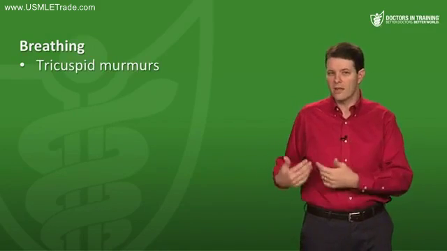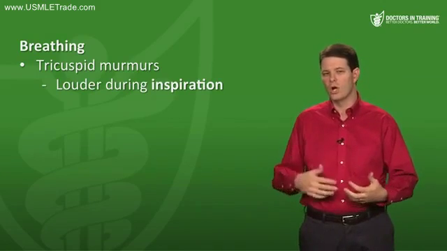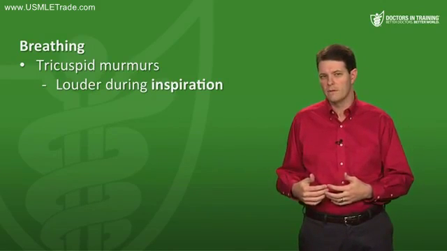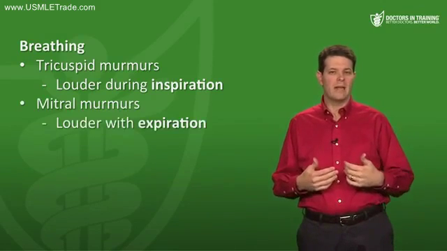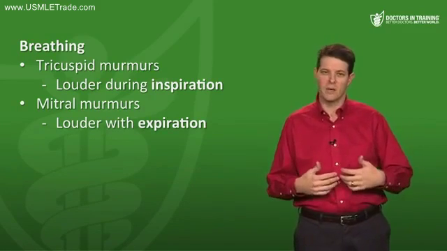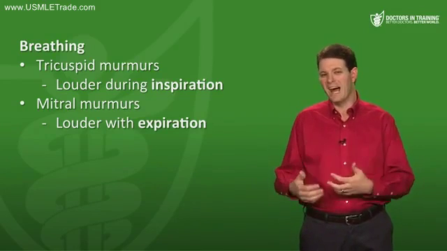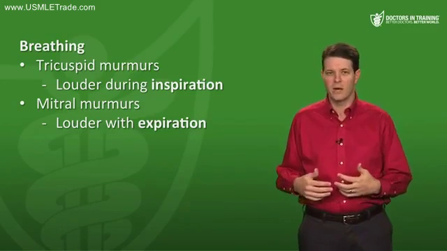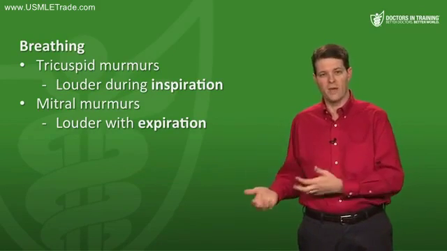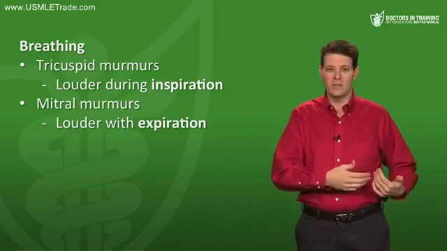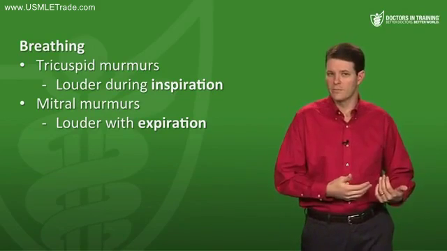Tricuspid murmurs in the right side of the heart become louder during inspiration because there's increased blood flow across that tricuspid valve. But with the mitral valve, the opposite is true. Mitral murmurs become louder with expiration because you're filling up the left atrium more. Now, a couple of students have suggested that the I in the word right can remind you that right-sided murmurs are louder during inspiration because inspiration starts with I. And then the E in left can remind you that left-sided heart murmurs are louder during expiration.